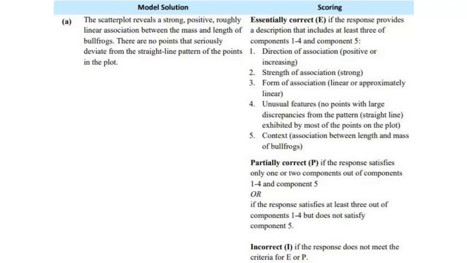Form of the association, linear or approximately linear. If they say linear, that would be okay, even though that is the language that we want to soften up a little bit with approximately. Unusual features. They need to point out that there aren't really any large discrepancies. There's no huge unusual features.